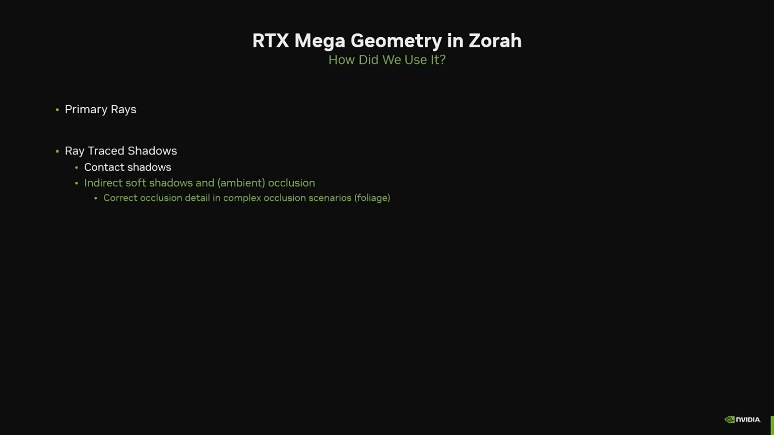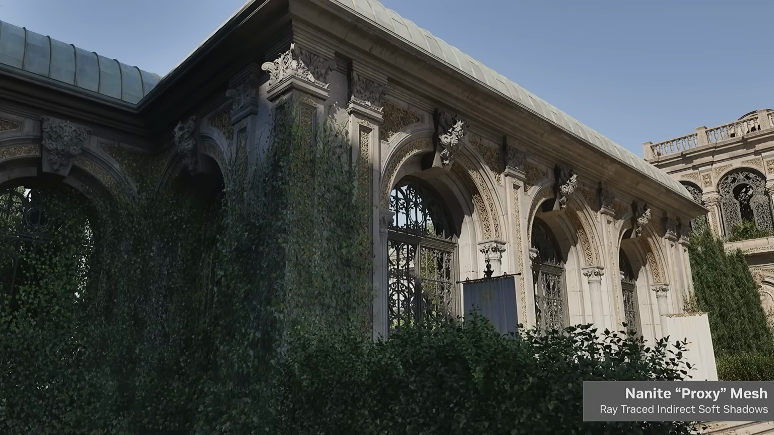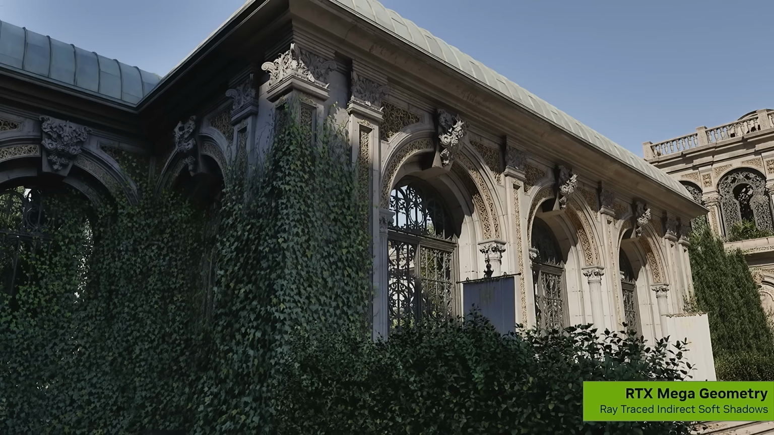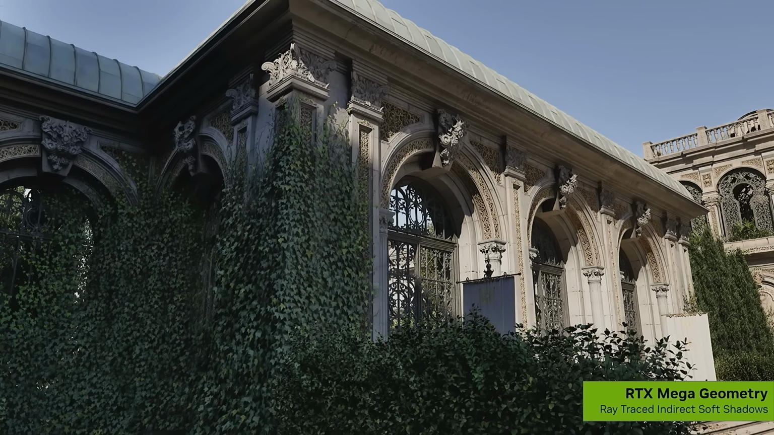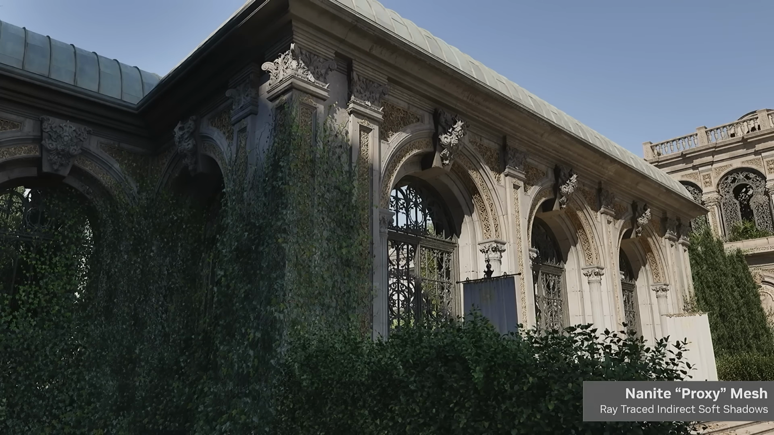In addition to contact shadows, indirect soft shadows or ambient occlusion, we can completely transform when we have high fidelity correct geometry in the BVH. So here's another example in Zorah. This is the proxy mesh version, and this is Mega Geometry. So the vines going up on the side here, the occlusion detail is completely different when you have the correct geometry in there.